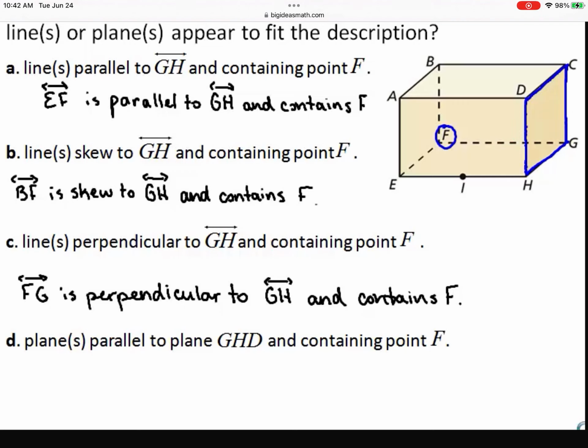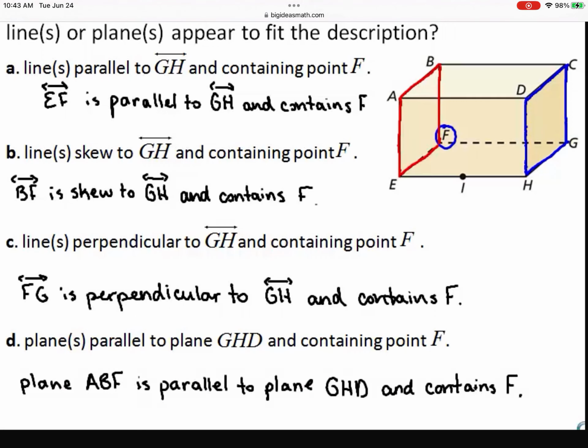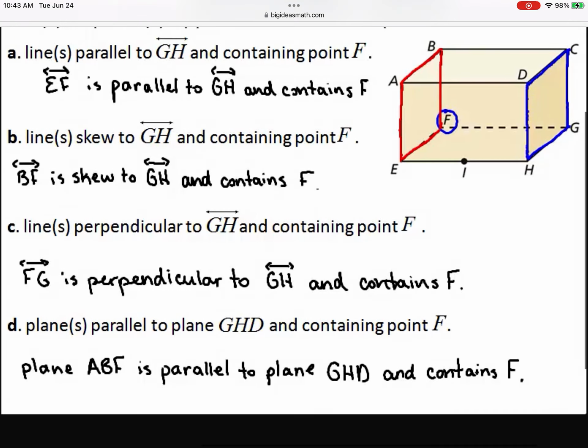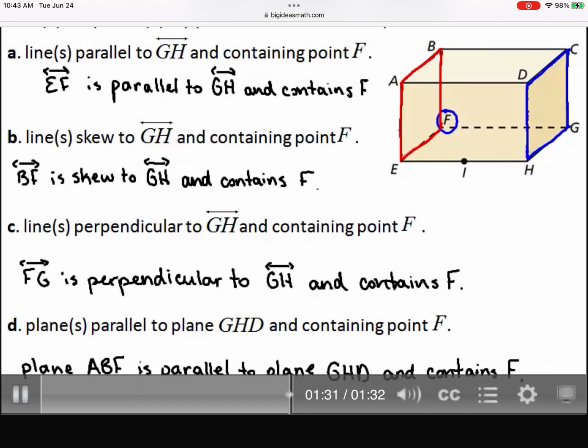Part D. Plane or planes parallel to plane GHD and containing point F. So plane ABF is parallel to plane GHD and contains point F, because plane ABF is the only plane that contains point F that does not intersect plane GHD.